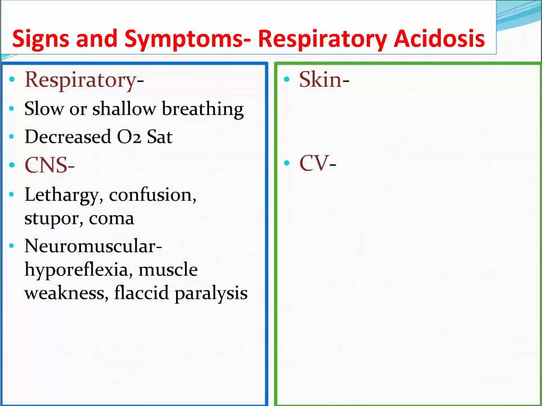Okay, so what does respiratory acidosis look like? Well, as far as breathing, and that's probably the biggest hallmark symptom, you'd see slow or shallow breathing, known as hypoventilation. They're not excreting or breathing off enough CO2. And of course, their oxygen saturation would also be low because they're not having effective respirations.